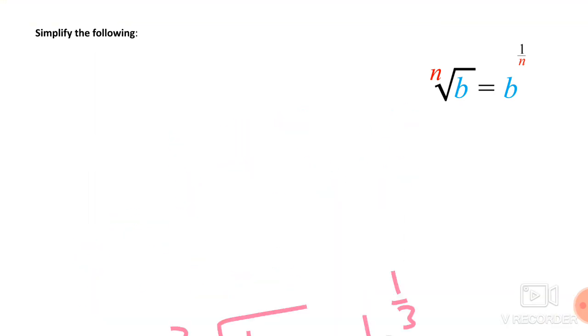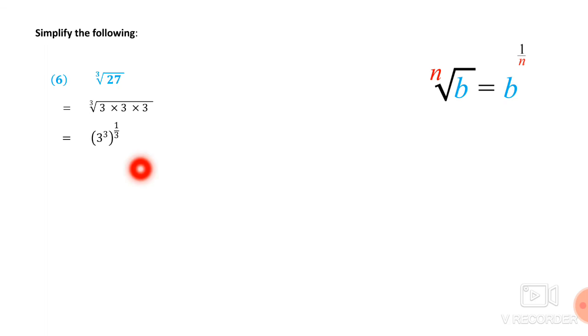Okay, now the question. Cube root of 27. We have to simplify it. First of all, find the prime factors of 27. Prime factors of 27 will be 3 multiplied by 3 multiplied by 3. It can be written as 3 cube, and this cube root will be written as whole exponent 1 upon 3 in this way. This 3 and this 3 will cancel out and we will be left with only 3. 3 exponent 1 is our answer.